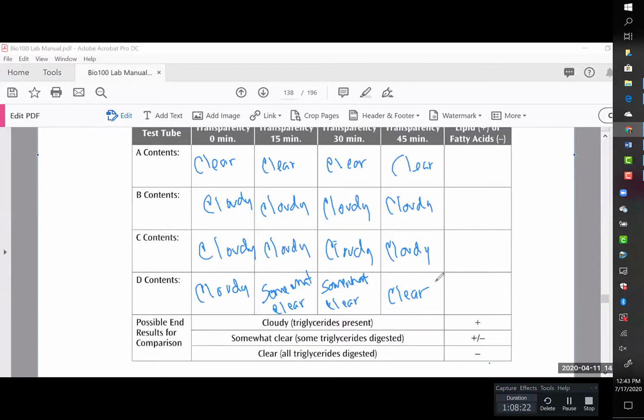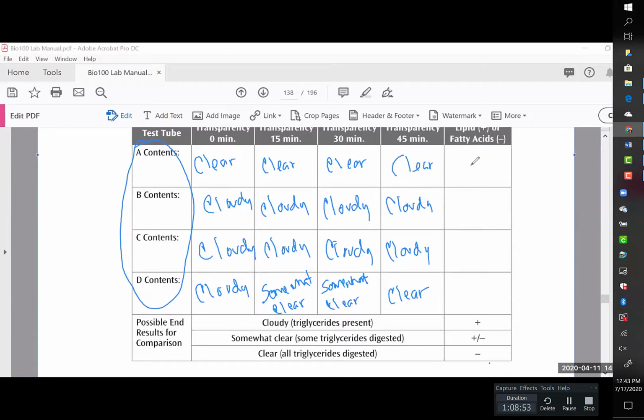All right, I finished up the table here. And so again, clear, clear, clear all the way across. Don't forget, you're going to want to put the contents of each one of the test tubes in there before you submit it for us. And where I left off was test tube D, which was cloudy initially. It became somewhat clear at 15 minutes, somewhat clear at 30 minutes, and then by 45 minutes it was clear. So cloudy represents that triglycerides are still present. Clear represents that they're digested.